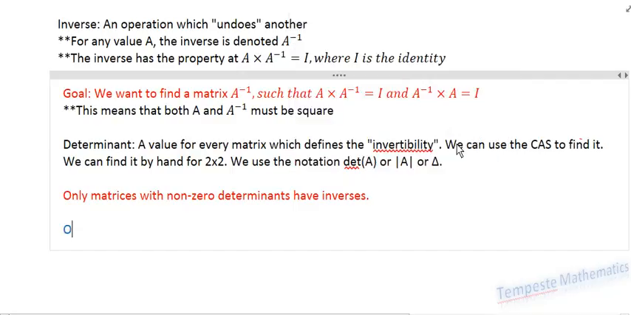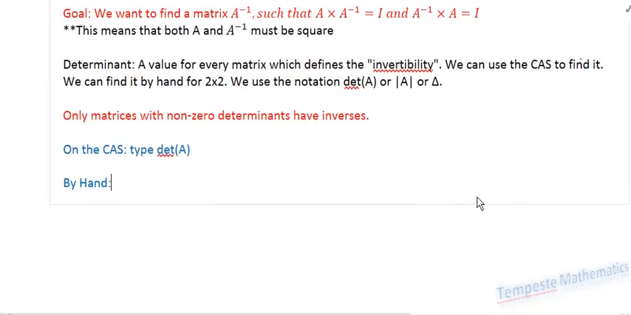On the CAS, as I mentioned, the CAS can find it for any size of matrix. It's as simple as typing det of A, and that will tell you its determinant. Again, it will be a single number value. We're just checking, is that number 0 or not? By hand, a little bit more involved. Just write it out manually here.